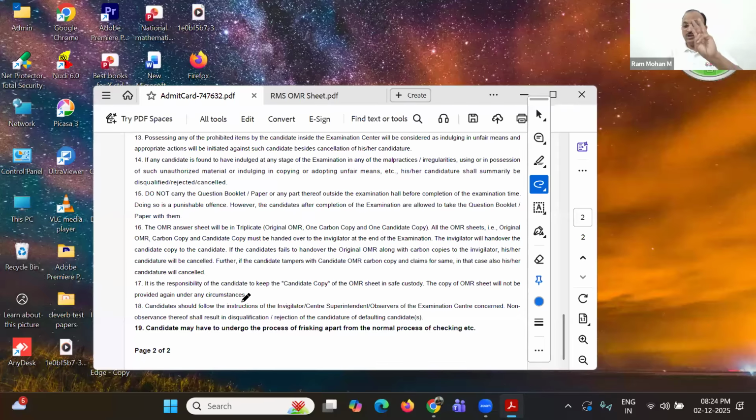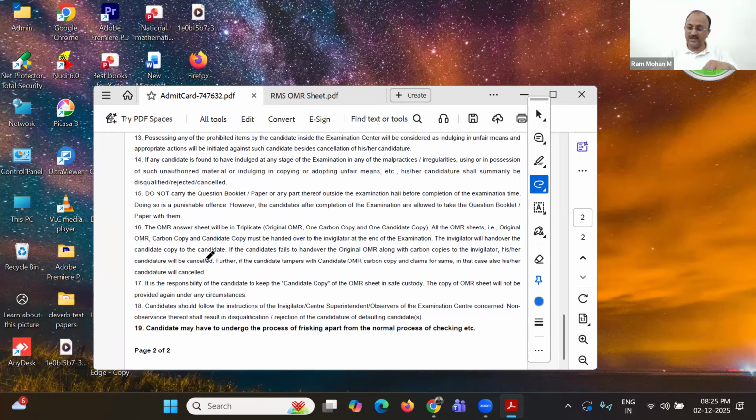That means there are 3 copies: one is the original, one is the carbon copy, and one is the candidate copy. The original OMR, carbon copy and candidate copy must be handed over this side. The invigilator will hand over the candidate copy to the candidate. So don't mark anything on the question paper. Your candidate copy Xerox sheet will be given to you, so after coming home, you can cross check it. Whatever your marks, don't worry about that. That will be given to you, and that is your responsibility. If you miss that, nothing.